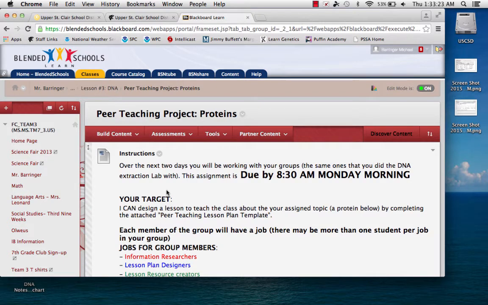Okay, so here are the instructions, and I just want to highlight a couple of really big things. Over the next 2 days, you're going to be working with your groups, and I want it to be the same groups that you did the DNA extraction lab with. This is going to be due by 8:30 Monday morning. I don't want any confusion about that whatsoever. This is due by 8:30 Monday morning.